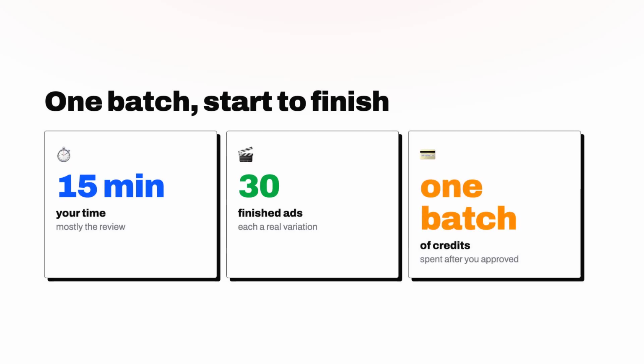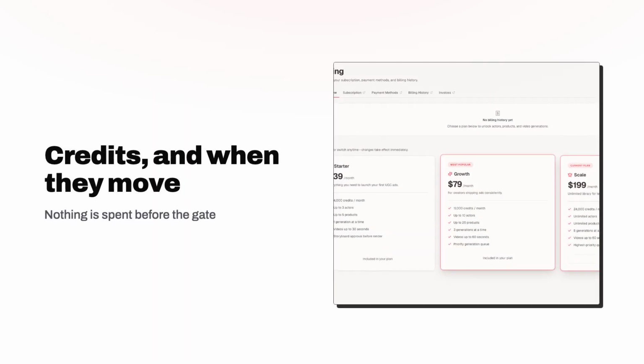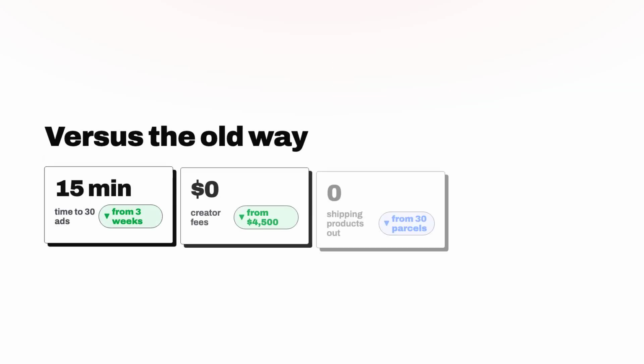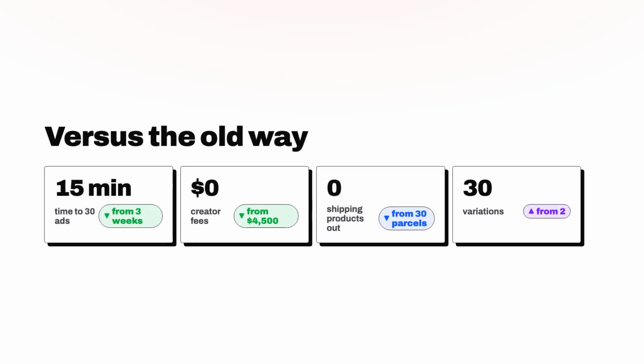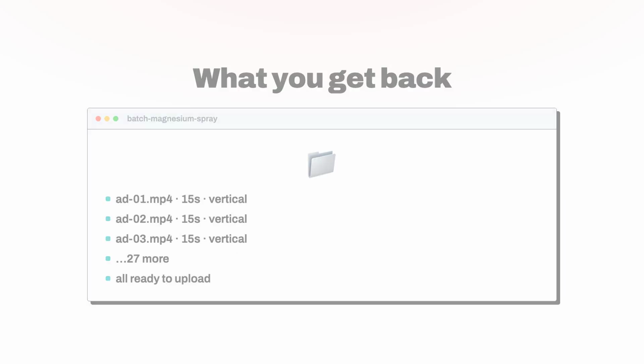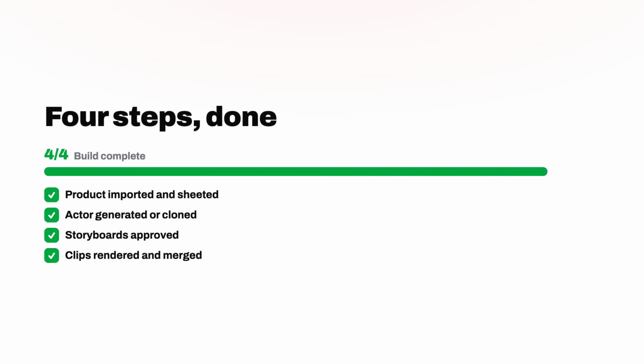So the actual numbers on a run look like this. Credits sit here, and they only move once you've approved something. That's deliberate. Against how this used to go, the difference is a bit silly. And what lands is a normal video file, vertical, ready for wherever you're running it. That's the 4 steps done. Genuinely, that's the whole build.